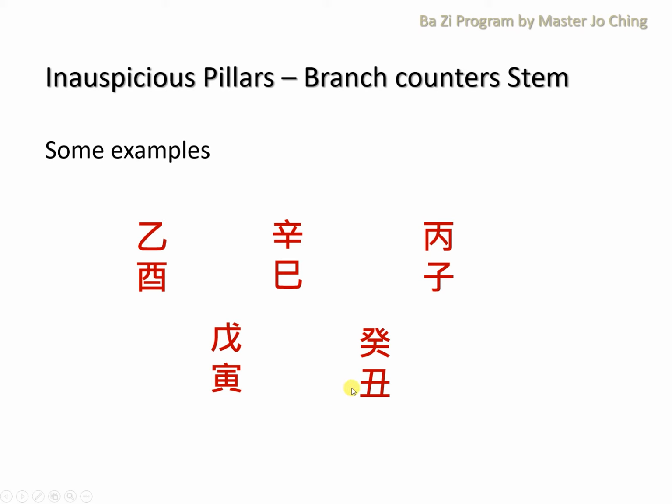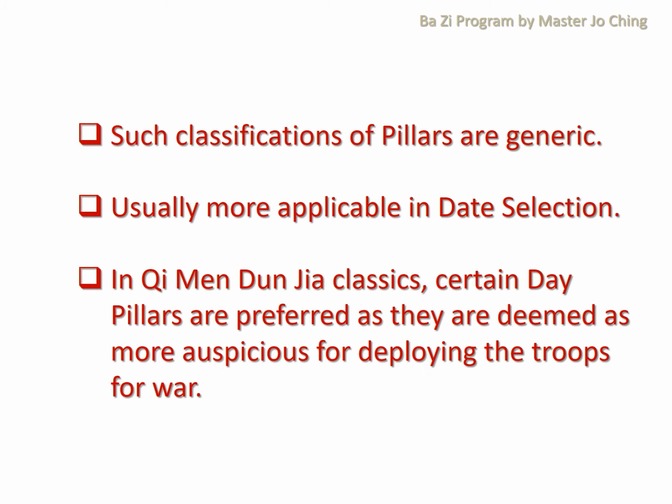All right, let's say we have 癸丑. 癸 is water, 丑 is earth. We have the earth at the bottom controlling or countering the water above. So this category is deemed as very inauspicious. All right, but in what context? You see, such classifications of pillars to me are too generic. Usually this is mentioned in the date selection classic, more applicable in date selection.